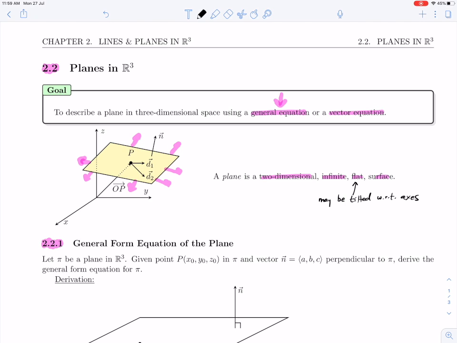Okay, and so what else we see in this plane here is a bunch of stuff that we're going to be using in later parts. We see a vector n, which is perpendicular to the plane, which we call a normal vector. We see a point P inside, and we see two other vectors that are parallel to the plane or can be drawn within the plane. So let's go ahead to the general form equation of the plane here.